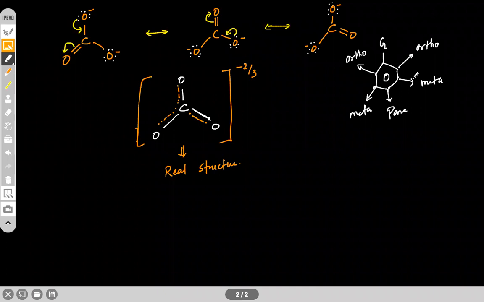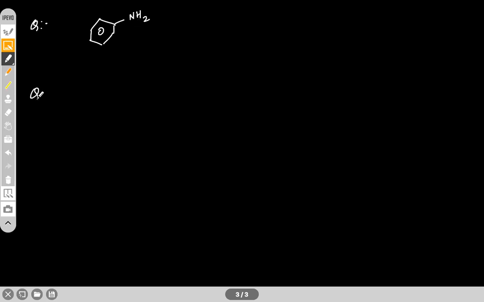Now we'll see some examples, and we have to identify what effect is there, plus M or minus M, or plus I or minus I. So all of you write this down. NH2 attached onto this. What effect is there?